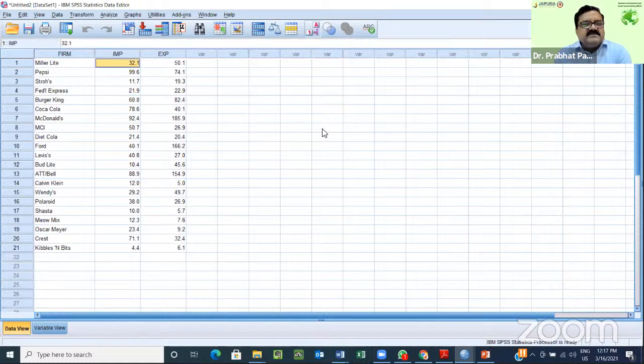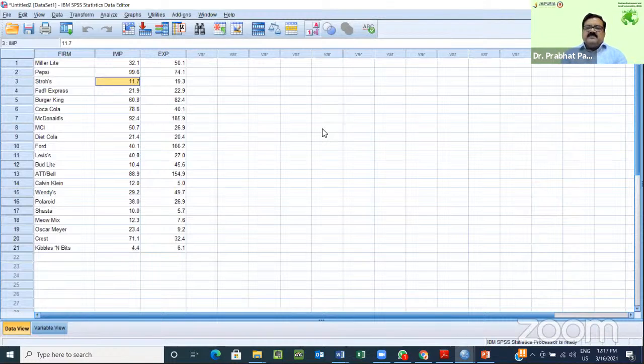Now, to answer these two questions, the first question can be answered by using simple regression. If the simple regression gives us a positive beta value, this means the regression line will be upward sloping in a linear way. So if we increase the expenditure, the impression is likely to increase, and it makes sense that we increase expenditure on advertisement.